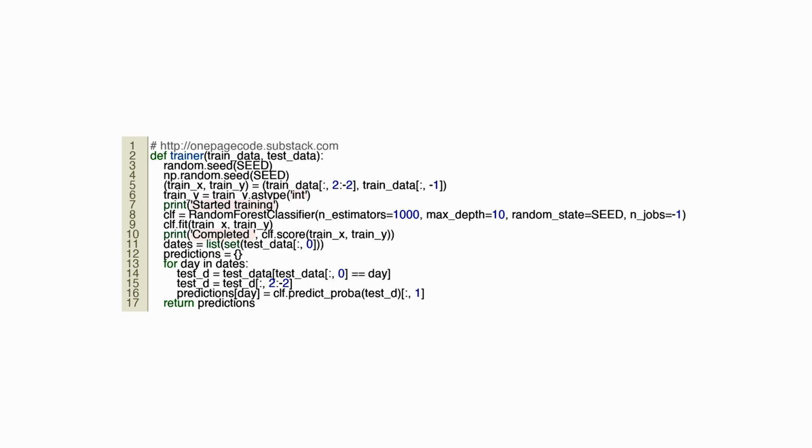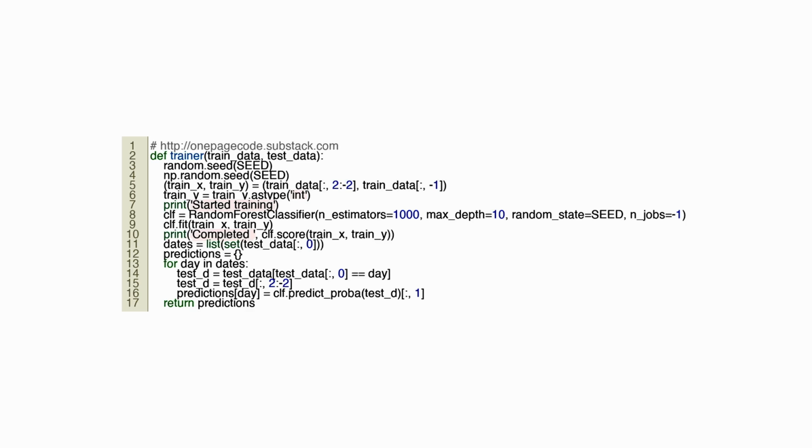A second message is printed to indicate that training has been completed, along with the model's accuracy score on the training data. The next section of the code creates a list of unique dates from the first column of test data and initializes an empty dictionary for predictions. It then loops through each date in the dates list and selects all the rows in test data that have that date on the first column.